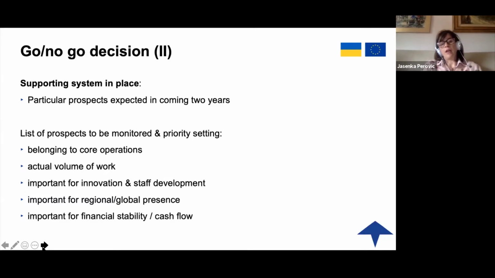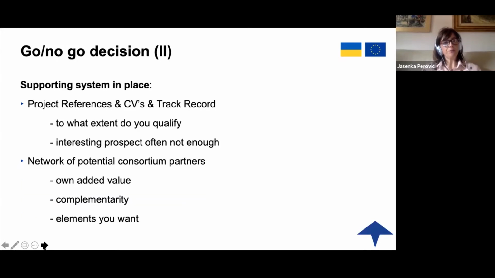Does the sketched project idea really belong to your core operation? Is it sufficiently innovative? Does it support your further staff development? Is it important for your local, regional, global presence? Do you have a stable cash flow in addition to this potential grant? Because not all of your expenses will be covered by this grant, so you have to have some additional financial resources in order for your organization to be operational.